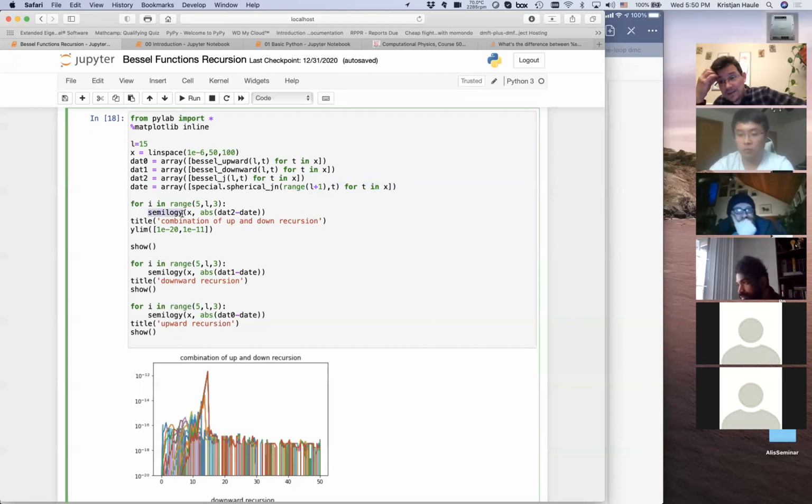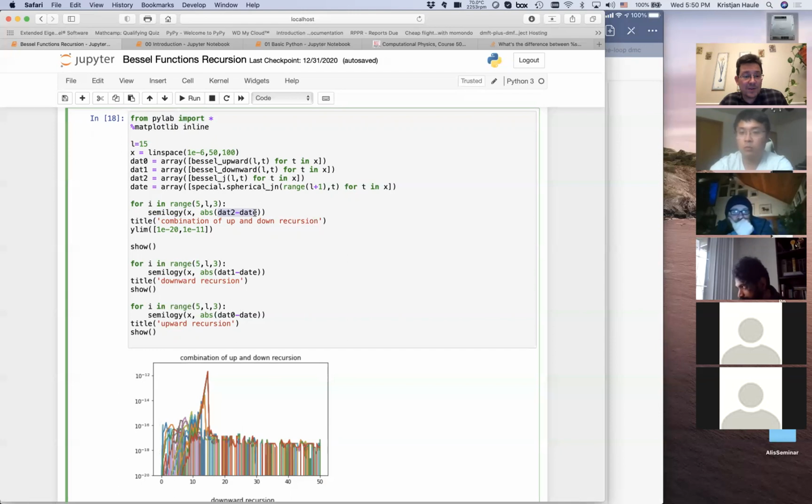So this semi-log y means in the x-axis we plot in linear scale, and in the y-axis we use logarithmic scale. Why? Because we want to show the error bar. An error bar is of the order of 10 to the minus something, or large, 10 to the plus something, and we want to use linear scale in x.